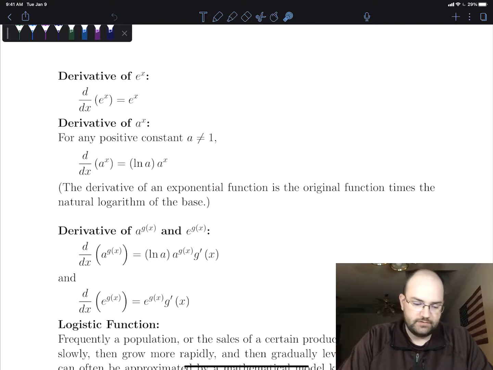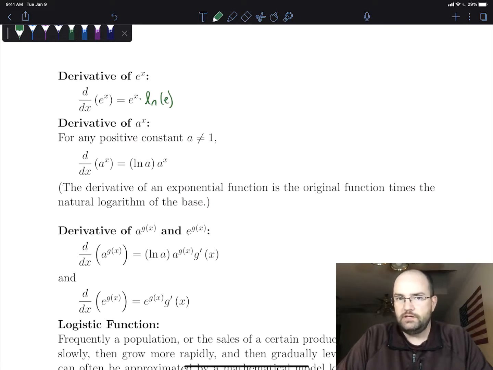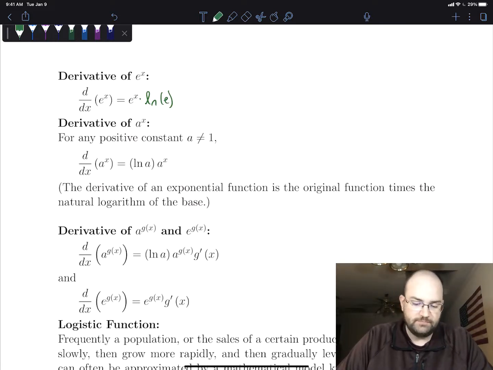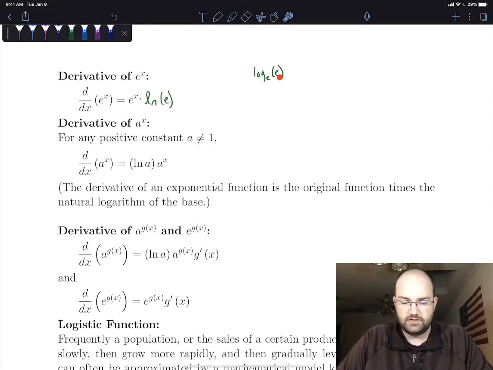Now, technically, there is an extra factor here of multiplying by the natural log of e. But the natural log of e is just 1 because the natural log of e means log base e of e. And anytime the base and the argument are the same thing, you get 1. So technically, this is just e to the x times 1 here.